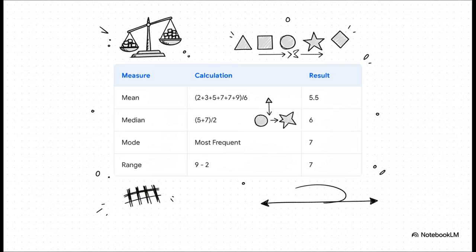Once you've got your data lined up in order, the rest is actually pretty straightforward. The mean, that's just your classic average. The median is the one smack in the middle. And since we have 2 middle numbers here, 5 and 7, we just find their average, which is 6. The mode is the easiest one. It's just the number that shows up the most. In this case, 7. And the range, that just tells you the spread, just the highest number minus the lowest.